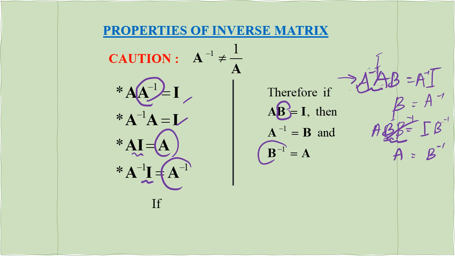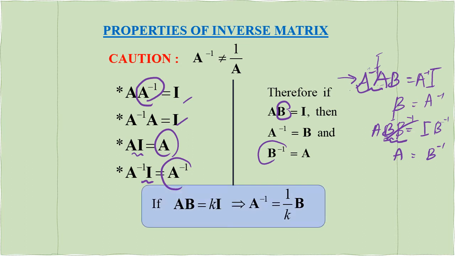Now, it means that if AB equal to KI, a multiple of I, then we can find A inverse, which is equivalent to not only B but 1/K of B. The same as B inverse. So we will get 1/K of A. Alright?